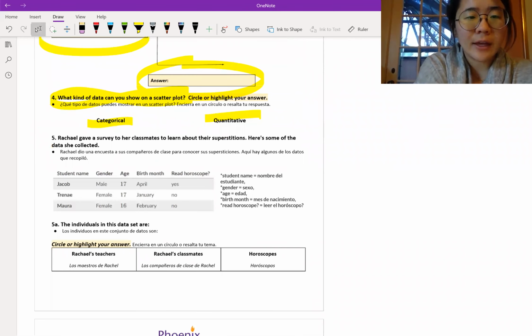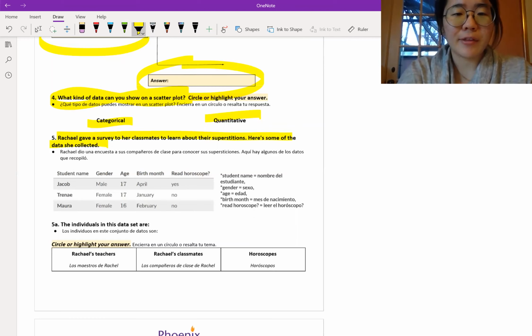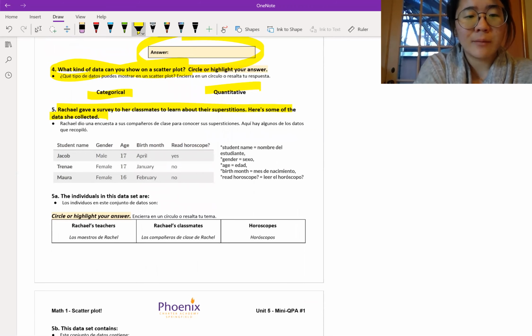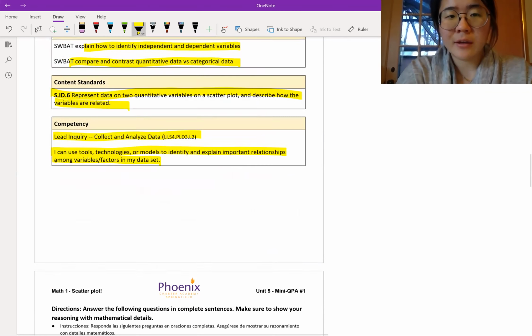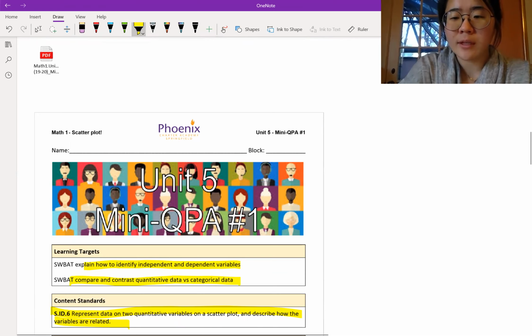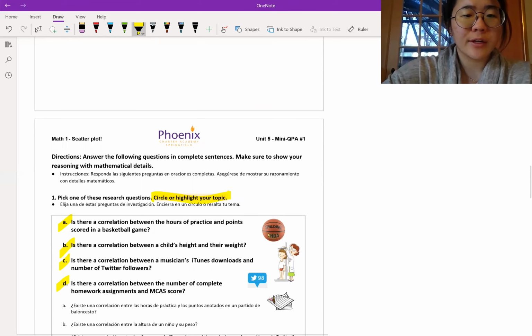And I give you a question where Rachel gives a survey to her classmates about their superstitions, like do they read the horoscope or not? And here's some of the data that she collected. For number 5A, you want to tell me who the individuals are. So if I'm talking about individuals, remember, if you look back here, who are we collecting data from? And if I'm talking about variables, what data are we collecting? So keep that in mind as we move forward. You want to answer up to 5C. And that's it. That's all you have to do for today.